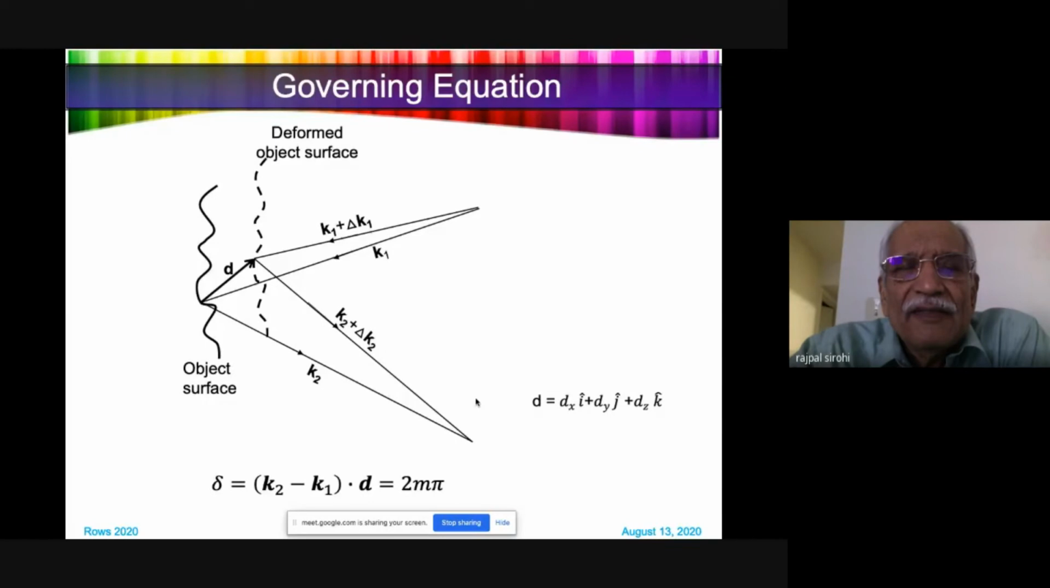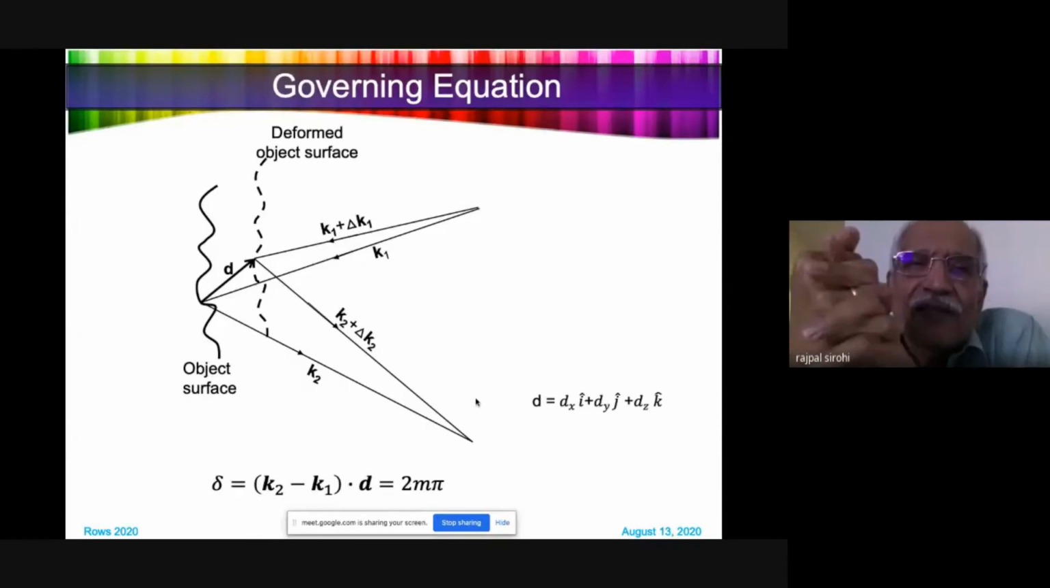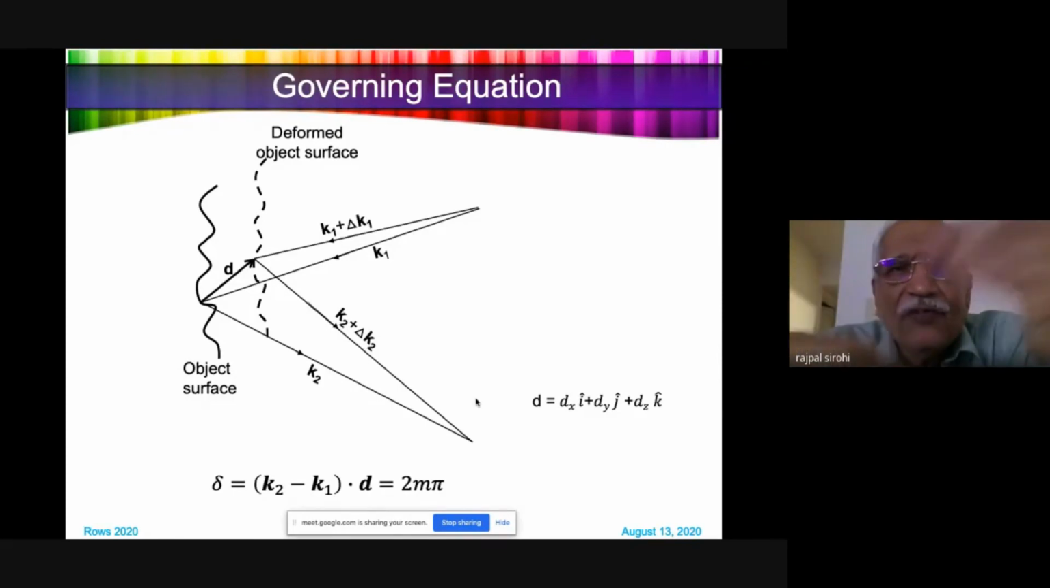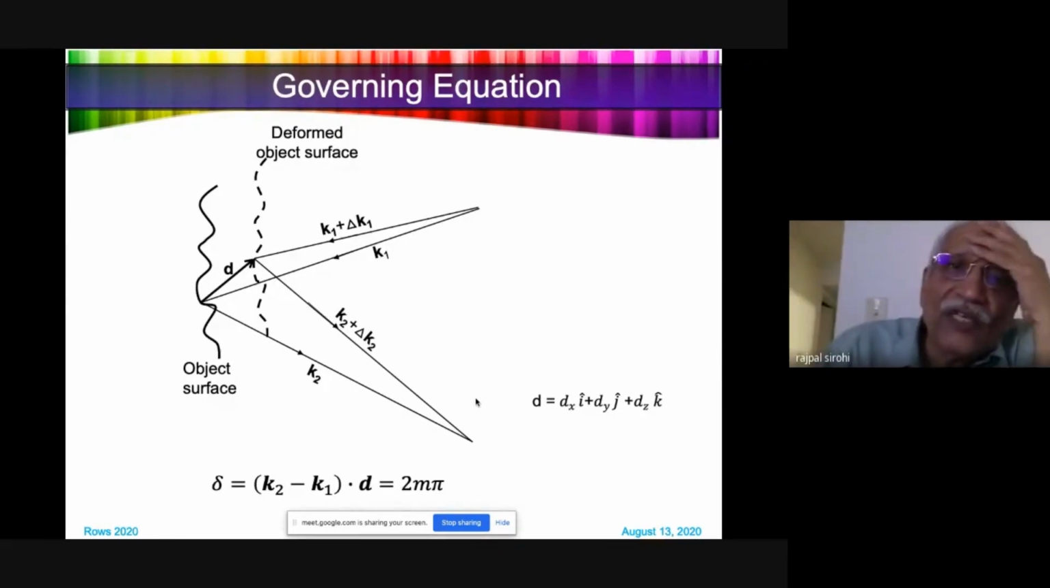When we work it out, we can actually say that the path difference due to the deformation can be expressed as K2 minus K1 with a dot product with the deformation vector. This is the phase difference due to the deformation, and when it is a multiple of 2 pi, we get a fringe formed. Here I can change K2, I can change K1, I can change wavelength. And therefore we can have different configurations, and that is what we are going to look at.